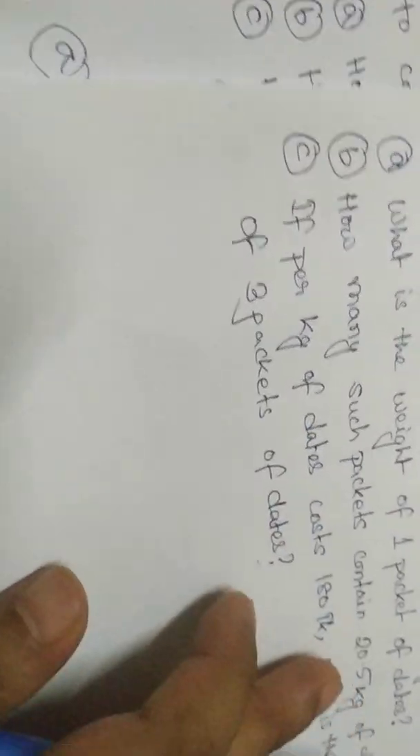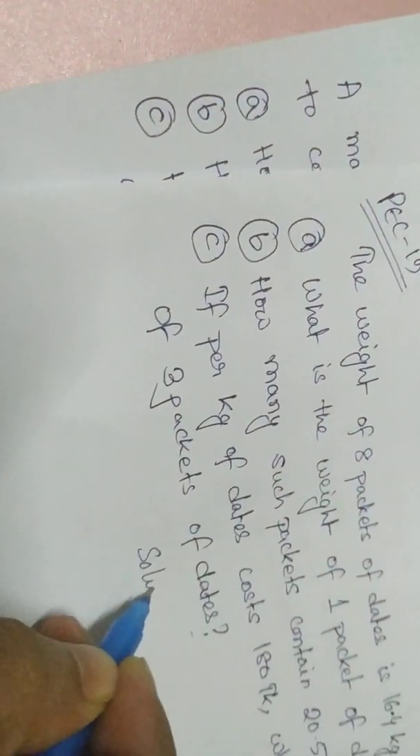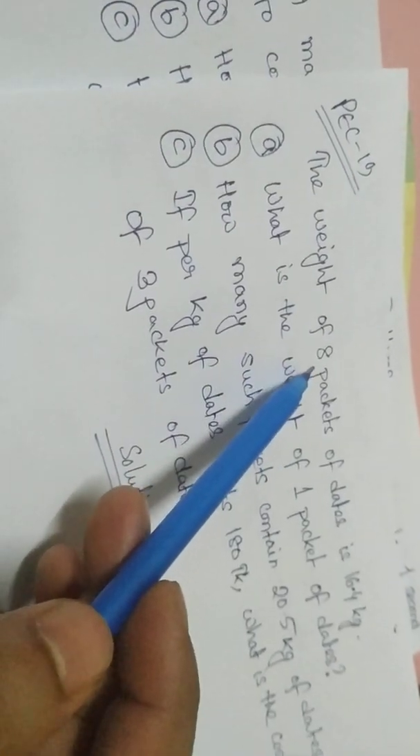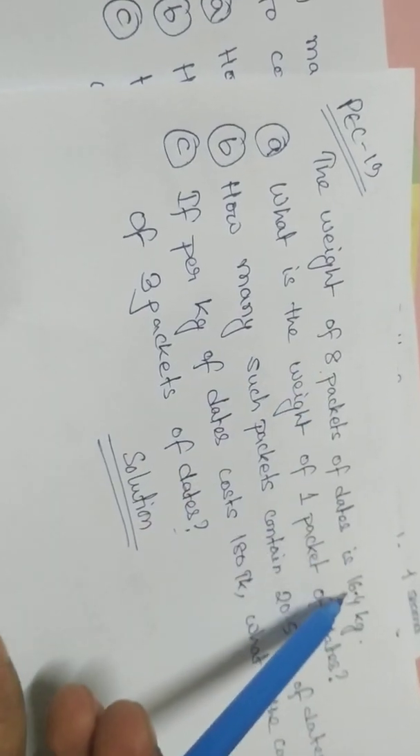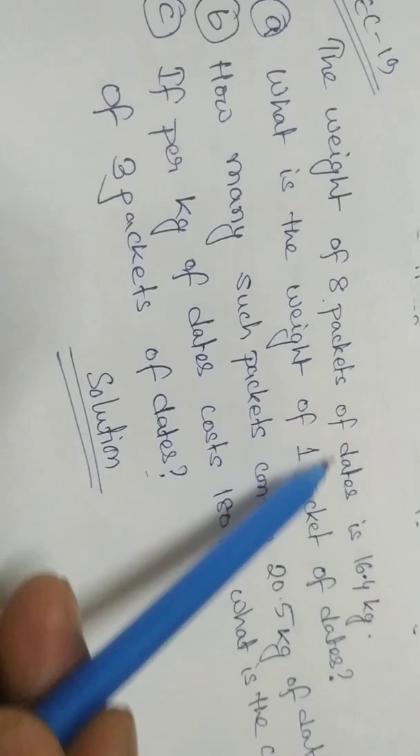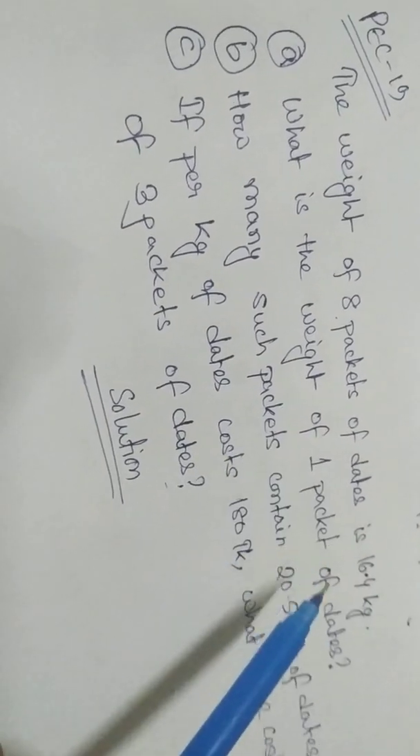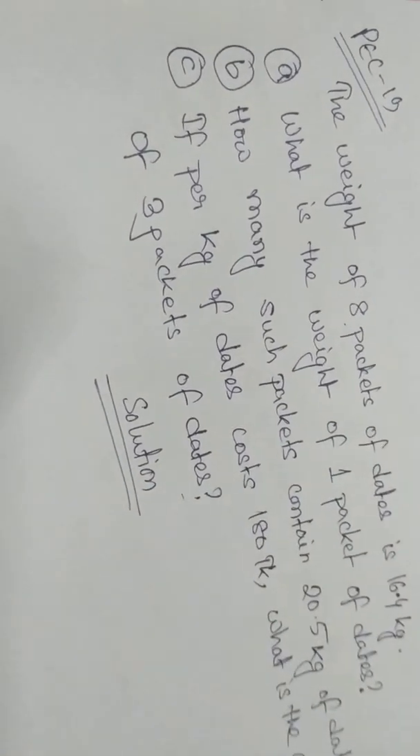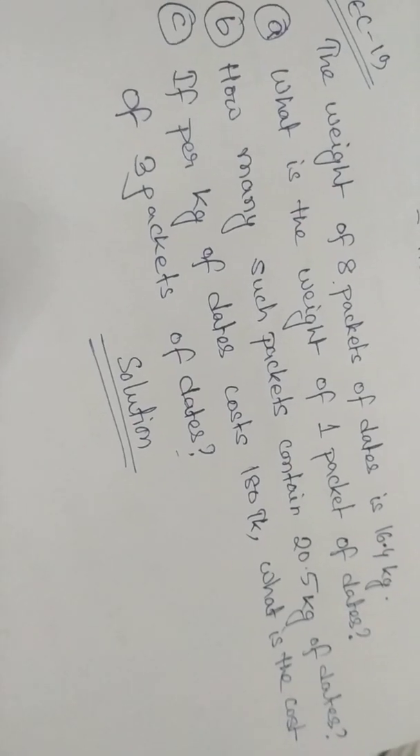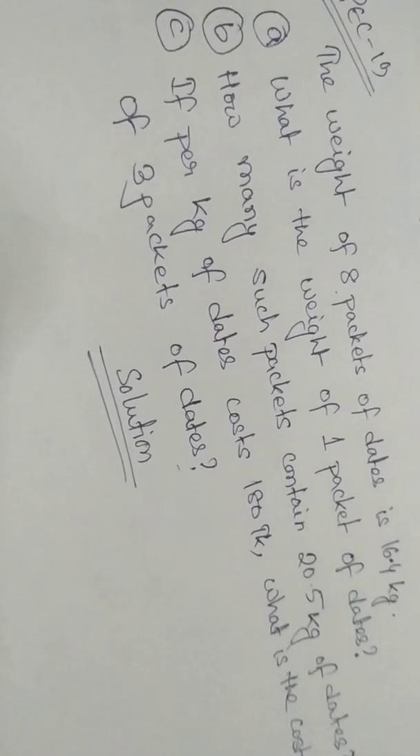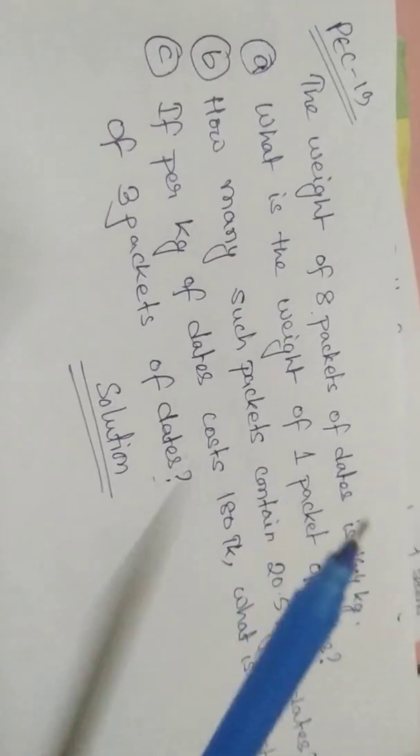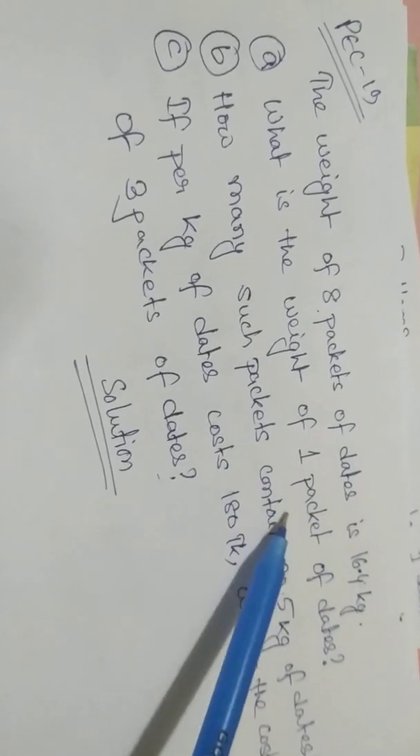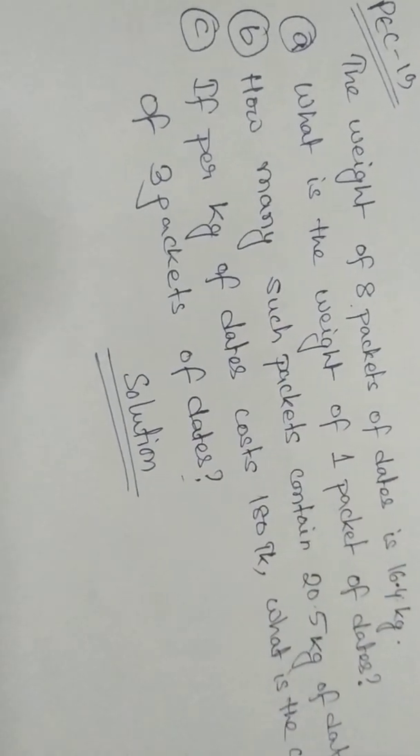So we'll go one by one. Now you can see the weight of 8 packets of dates is 16.4 kg. So what will be the weight of one packet? We just divide it, right? If the weight of 5 oranges is 10 kg, so what will be the weight of one orange? 10 divided by 5, that is 2 kg, right? So same in this case also. For 8 packets of dates, 16.4 kg. So for one packet of dates, 16.4 divided by 8.